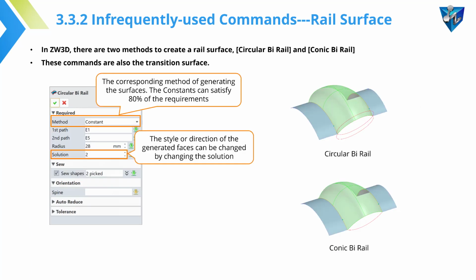Next is the series of the rail surface. It includes the circular by rail and the conic by rail. Both of them belong to the transition surface, which is similar to the blend command. But the difference is there is the solution in the rail surface command.